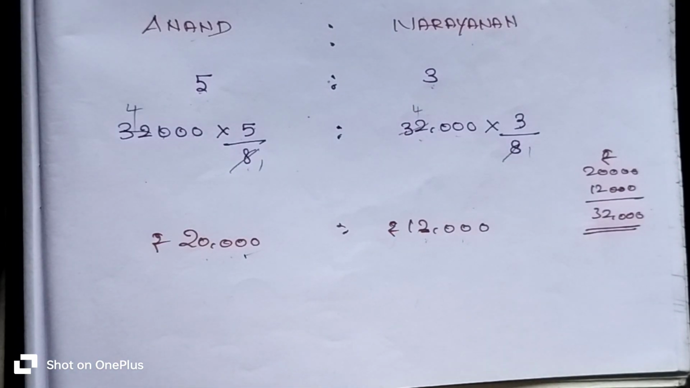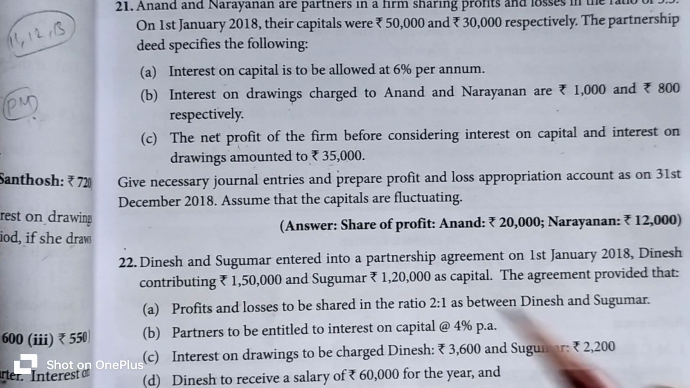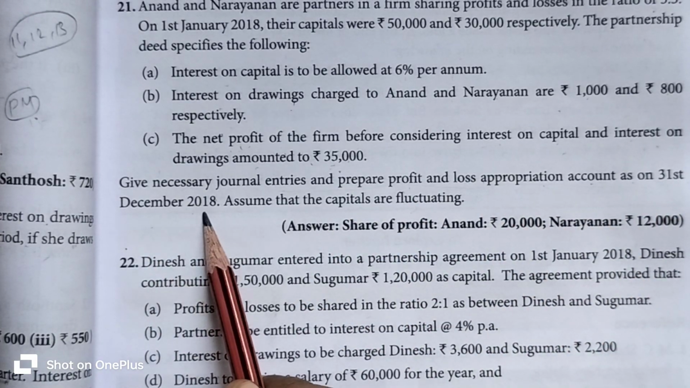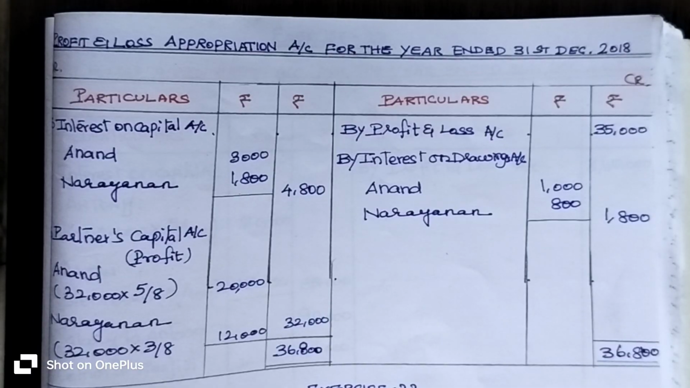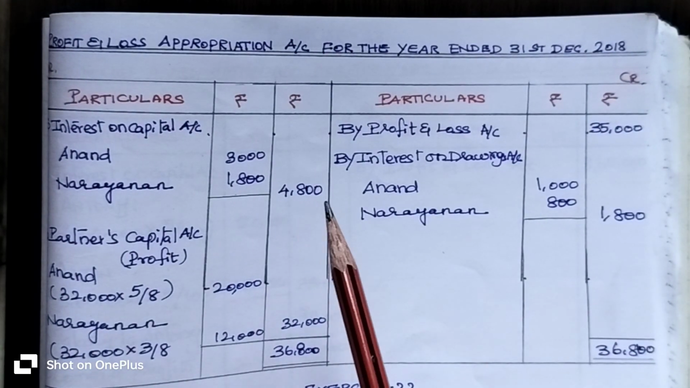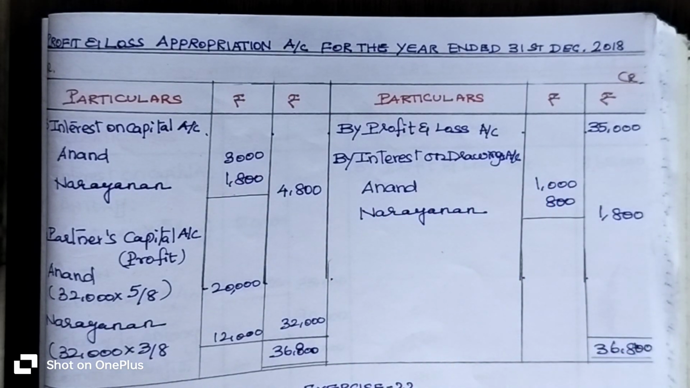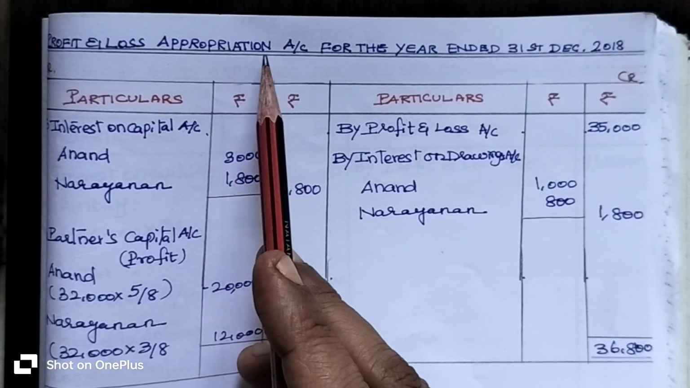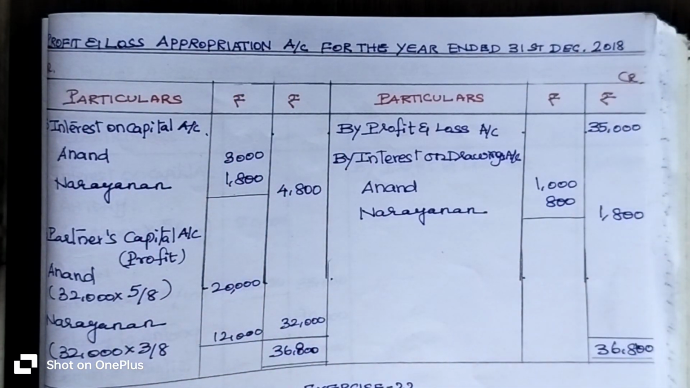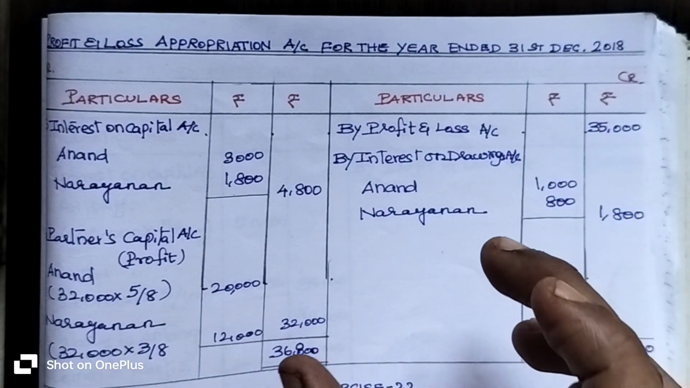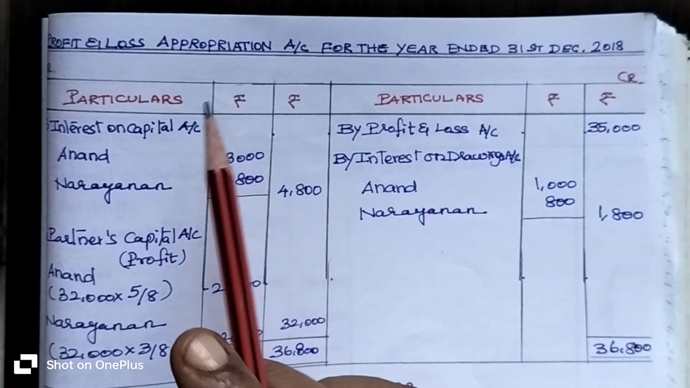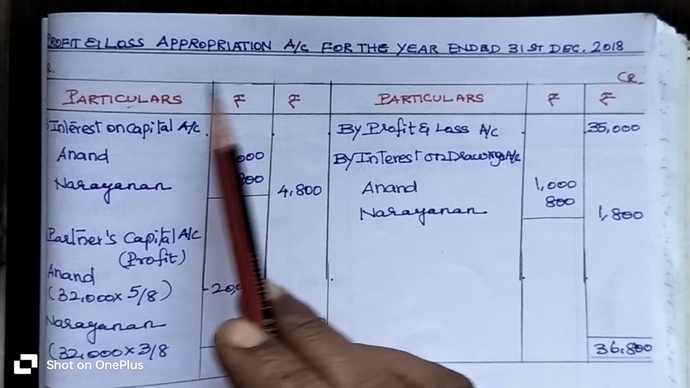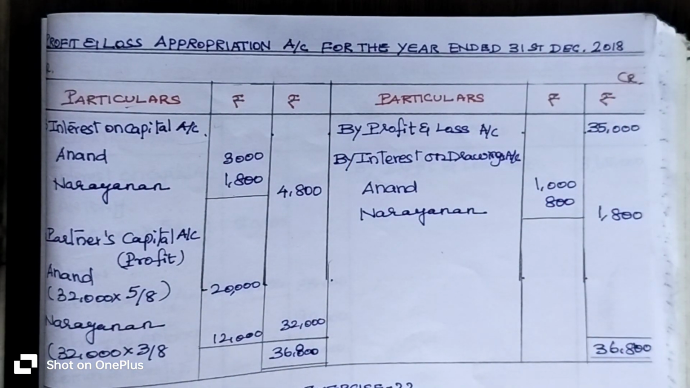Do you have any doubt? Please wait. After passing the journal entries, we are going to prepare the profit and loss appropriation account as on 31st December 2018. Profit and loss appropriation account is like a ledger account. We pass the journal entry, and in the profit and loss appropriation account we only have to post to the ledger account. So you know the format of the ledger account.